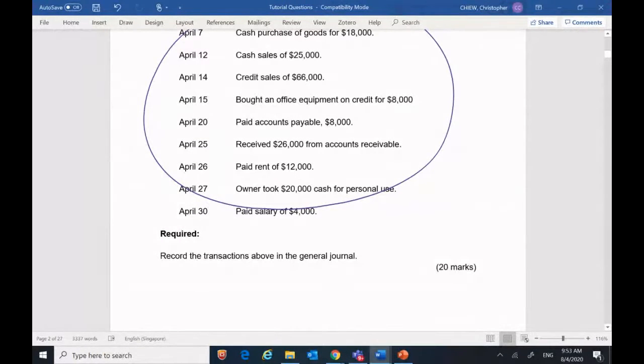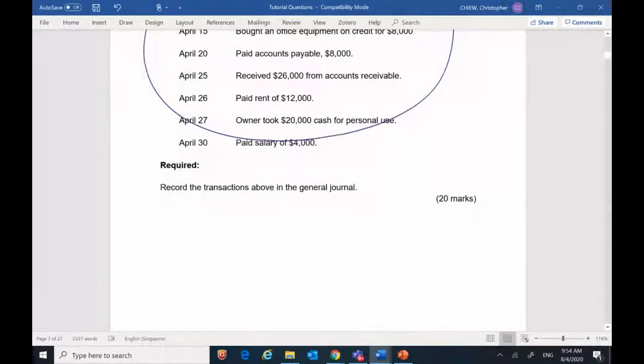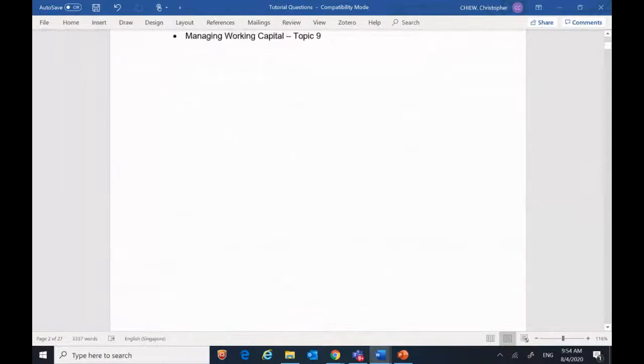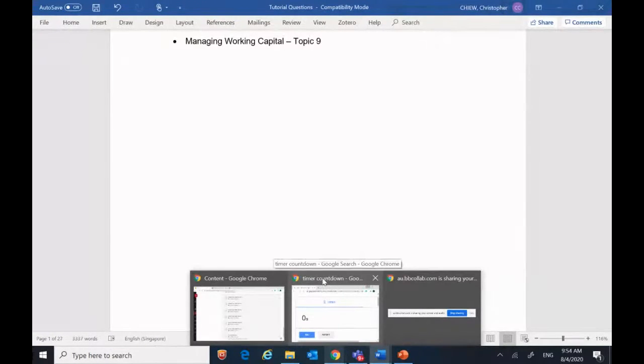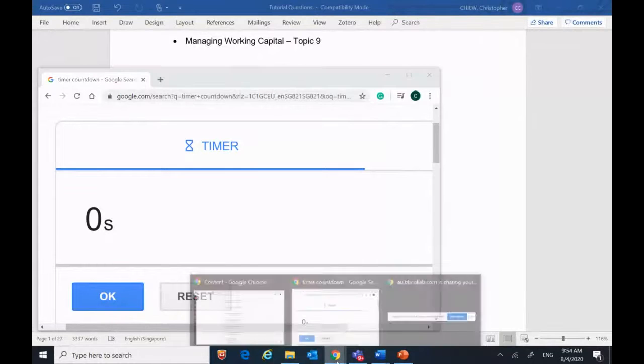So I need you to either download this, or better still, if you have a printer, print them out. We are going to go through these exercises in class. All right, so I need you to print this out. So far, so good?